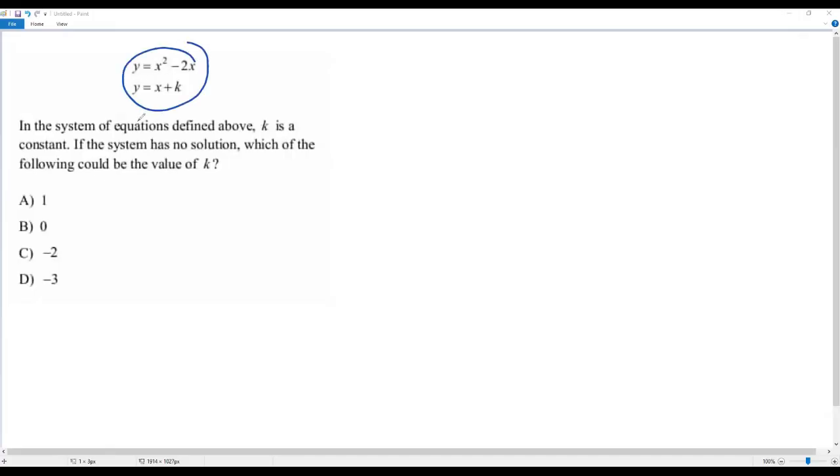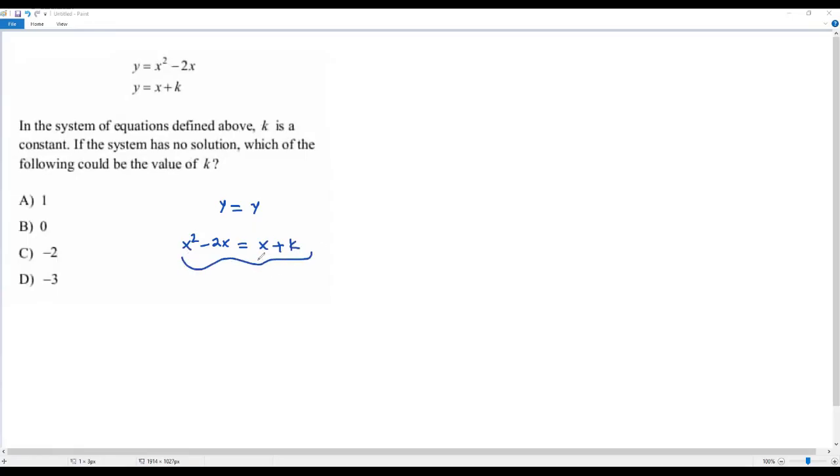Okay, if the given system has no solution, in the given answer choices, we have to find the one which could be the value of k. Now, let's solve the given system of equations. For that, we can write y equals y. For the y on the left side, we can consider the first equation, that is x square and negative 2x. Okay, let me write it over here. And for y on the right side, we can consider the second equation, that is x positive k. Here we have a quadratic equation in terms of the variable x.